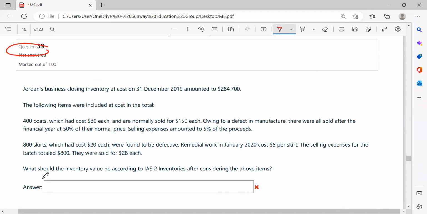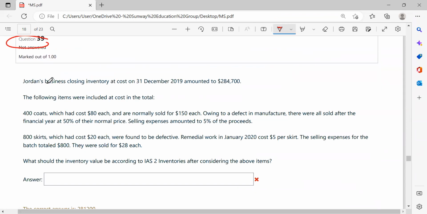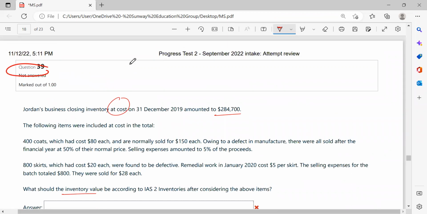Moving on to question 39. Jordan's business closing inventory at cost amounted to 284,700. You are asked to find the closing inventory value. You are given the total cost of 284,700. Included in this cost, we have coats and shirts. Let's start with the coat and find out the cost and also the NRV.